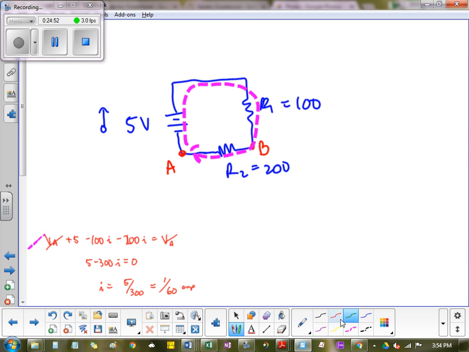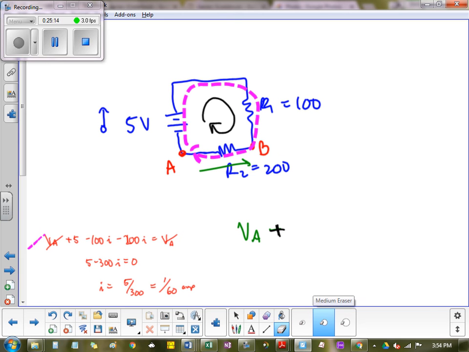So imagine we'd gone this way when we did our partial journey. Well, it would look a little different. You'd have VA and you'd be passing through the resistor. Now you'll notice something though. We're going against the flow of the current. The current's going around this way, and we're kind of going the other way. So you would actually add IR2, which is 200I, and then this would equal VB.